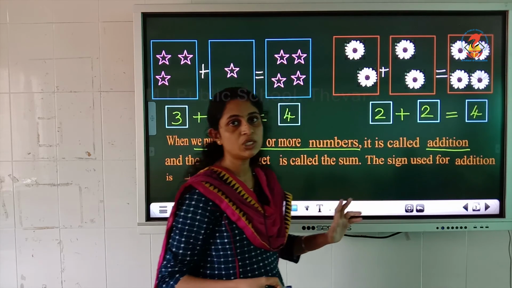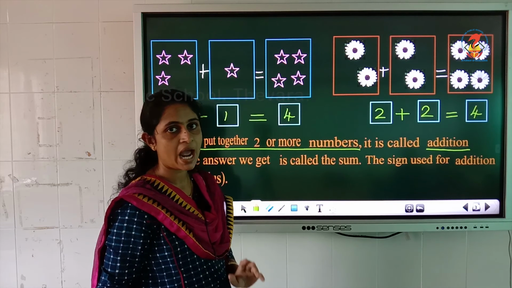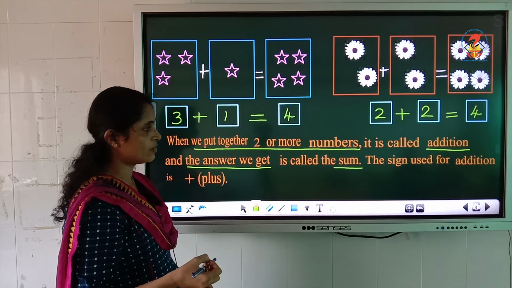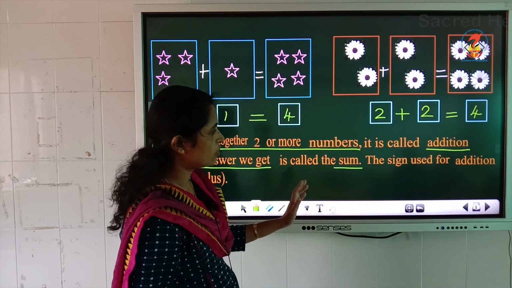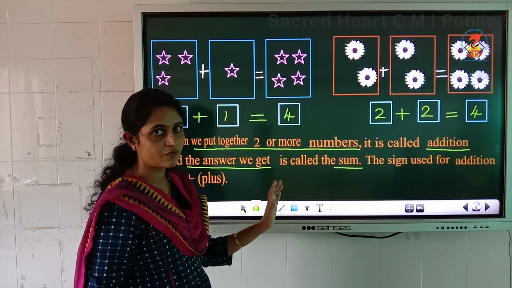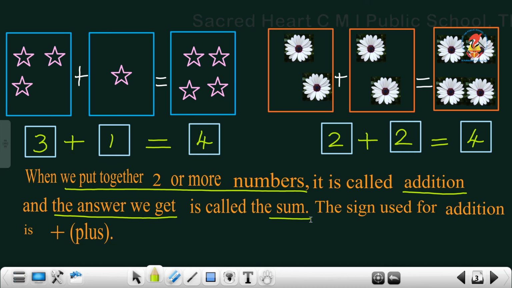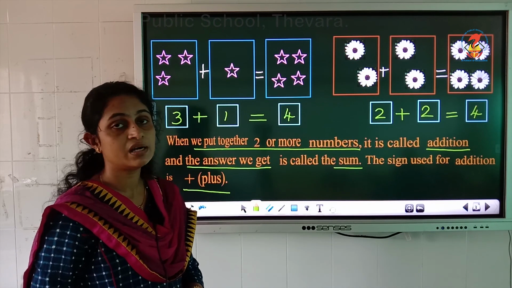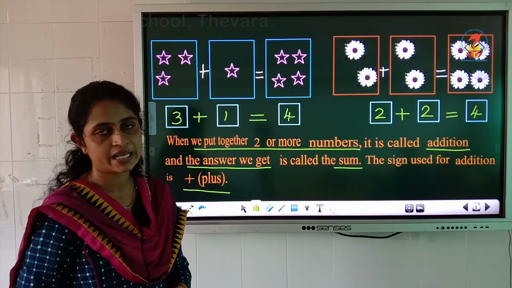There is a common word used for the answer we get when we add numbers. The common word we use for the answer is called the sum. I repeat, the answer we get when we add any 2 numbers is known as the sum. And already you know that in all these cases we are using the symbol for addition. Which is the symbol for addition, children? We use the symbol plus. Okay. So I hope today's topic is clear to you. We will learn the properties of addition in the next class. Thank you.